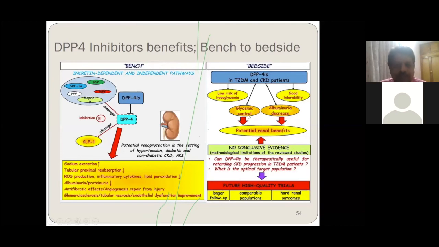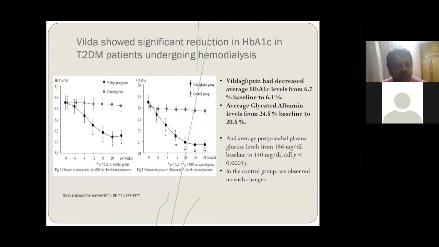So we all know that the reduction in the glycemia and also the albuminuria will have a long-term benefit. But as of today, the albuminuria has not been accepted by the FDA as a hard endpoint. It is still a soft endpoint. So we need to go along with the hard endpoints as of today.